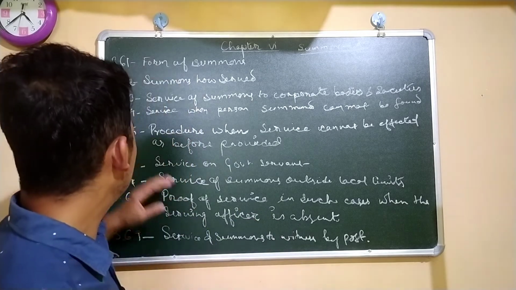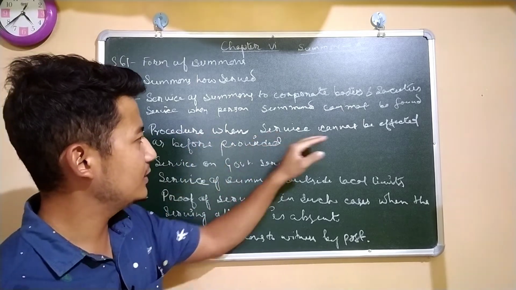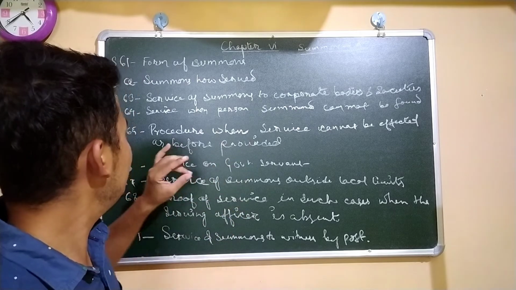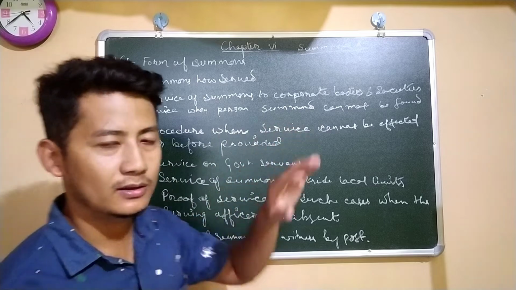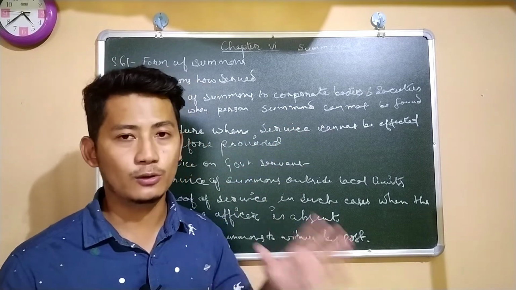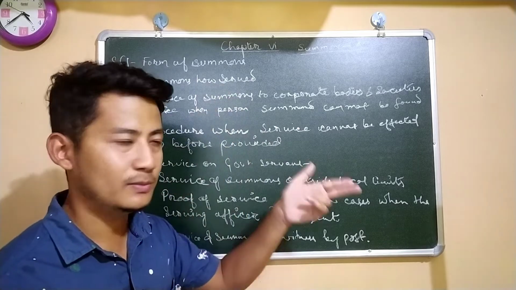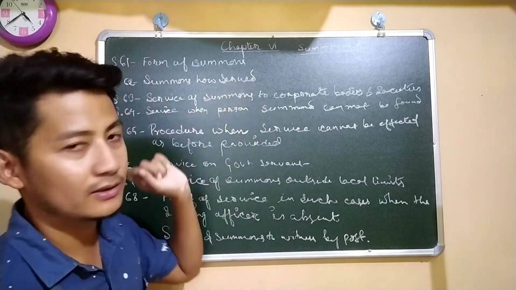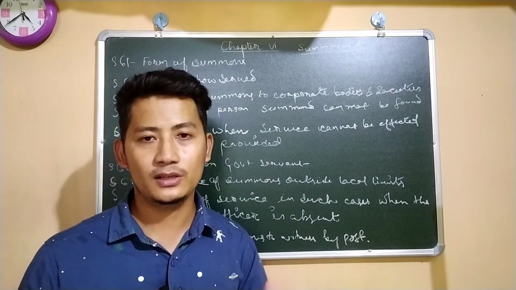All right, then comes section 65, procedure when service cannot be effected as before provided. So it simply means that by this procedure also there is nobody at his home to effect the service, or personally also it could not be served by this method or that method. Under any of these methods the summons could not be served to the person. Okay, so in that case what will the police do now?